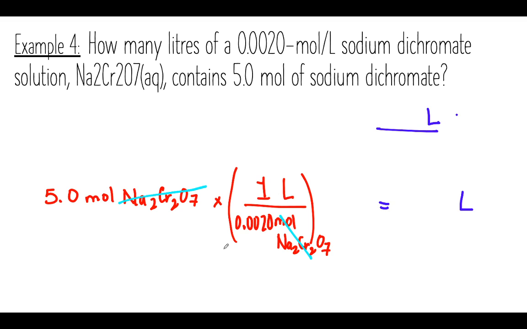So if I do my calculation, 5.0 divided by 0.002 will give me 2,500. That is the volume. 2,500 is the liters of this particular solution. Okay, that's pretty much it.